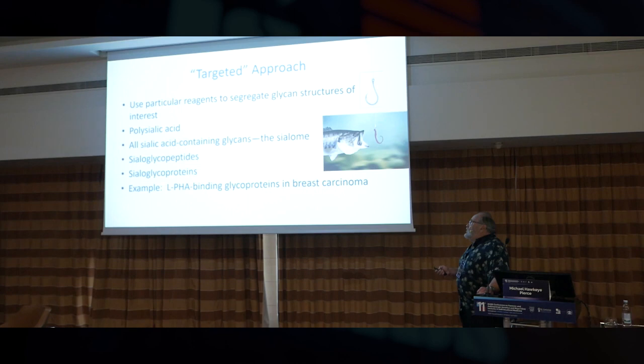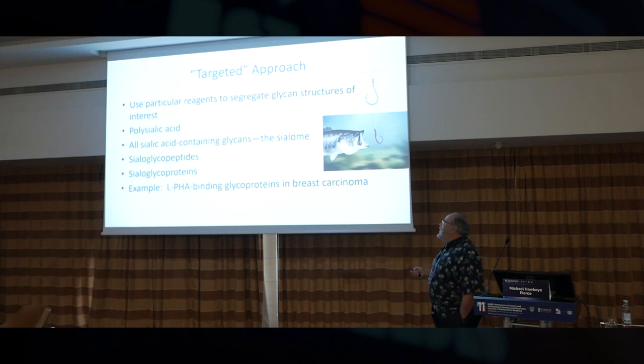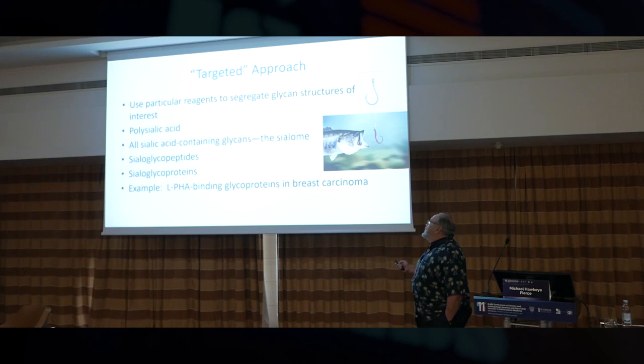So I want to describe this by first talking about polysialic acid, which is the area of research that really sort of got us into this whole idea of targeting, and then expand that to talk about all sialic acid containing glycans. Could we actually define the sialome of a cell, for example, or a tissue? That is to say, all the glycosyl transferases and all the glycans that have sialic acid on them. You've heard about that before. And at the level of either peptides or sialoglycoproteins.